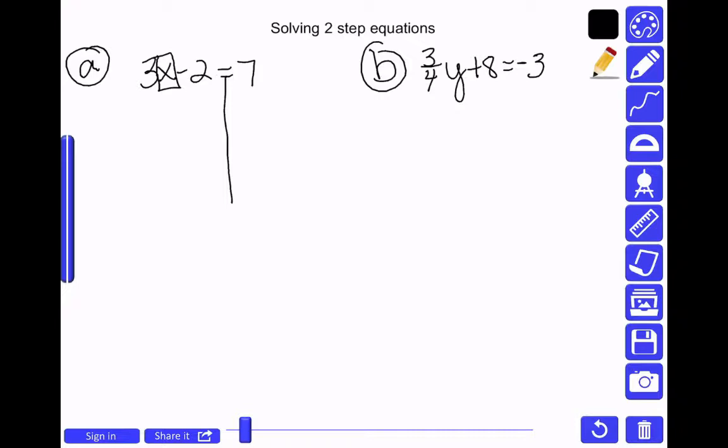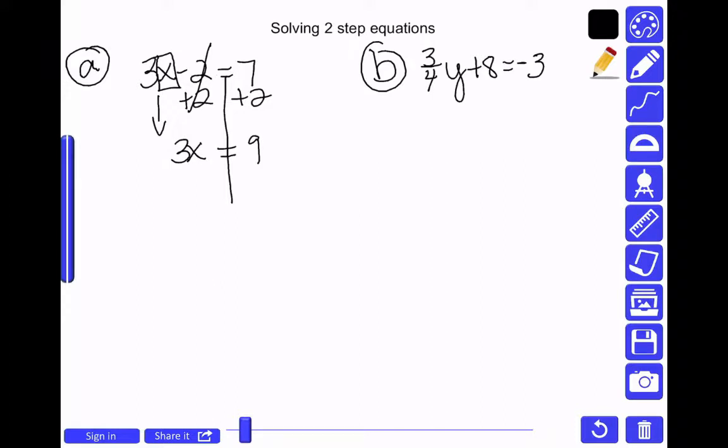Now, in order to get x by itself, I need to move the constant first. That constant is minus 2. I want that to be a 0 because I want to get x by itself. The inverse of subtraction is addition, so I'm going to add 2 to both sides. Negative 2 plus 2 is 0. My 3x comes down because it was not affected. 7 plus 2 is 9.